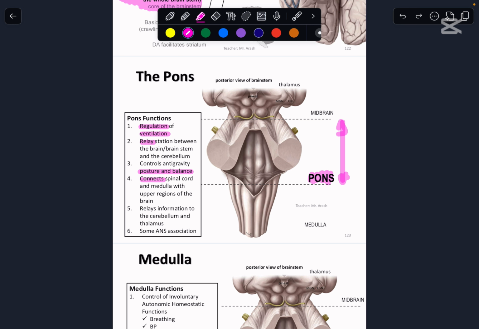So technically, that's number one. We don't need to know for number two. And some autonomic nervous system association. Guys, a short note. I'm not going to give you lots of questions.